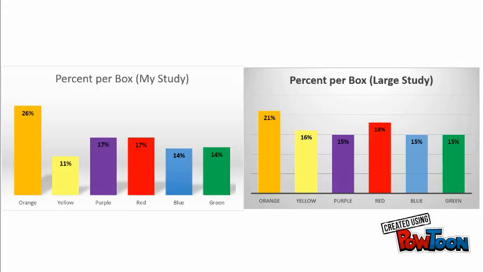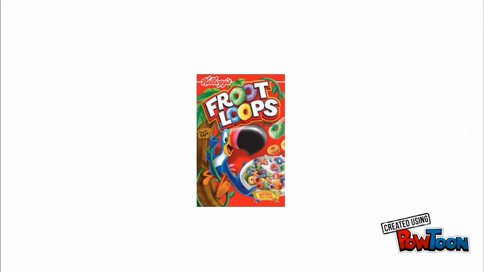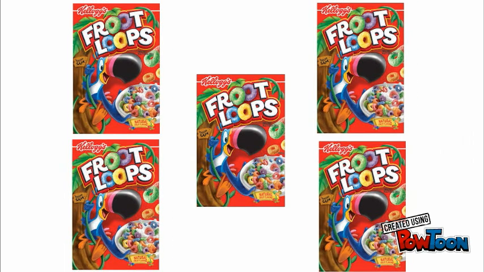My findings differ by a few percentage points in each color category. However, the totals from the larger study all fall within the margin of error that was found earlier for each color. This means that the percentage of each color per box is approximately the same when the sample size is increased to multiple boxes.